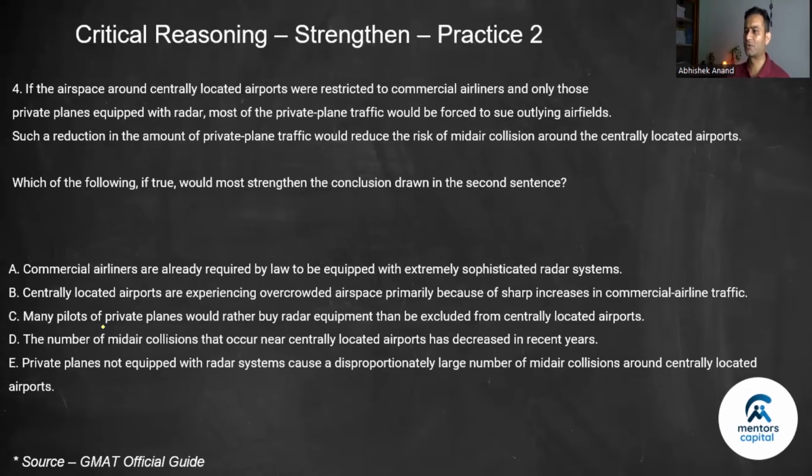Which of the following, if true, would most strengthen the conclusion drawn in the second sentence? So what is the conclusion in the second sentence? Such a reduction in the amount of private plane traffic would reduce the risk of mid-air collision around the centrally located airports. So at centrally located airports, you have commercial airlines and you have private planes. Now the condition is they need to have radar.